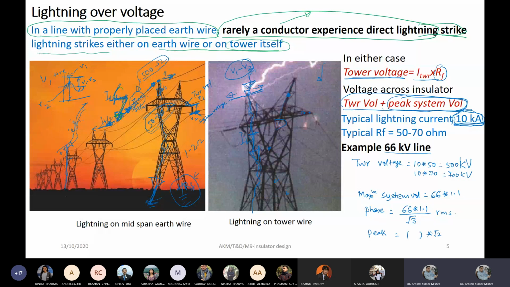So in this course, from now onwards, whenever I say maximum system voltage, it means the worst scenario of the operating voltage. Whenever we define the maximum magnitude of a sinusoidal wave, we call it the peak voltage, right? So this is the calculation, and these are the steps by which you can calculate it.